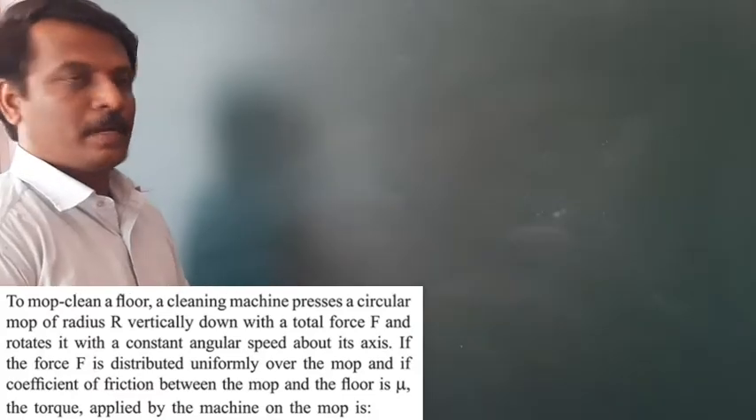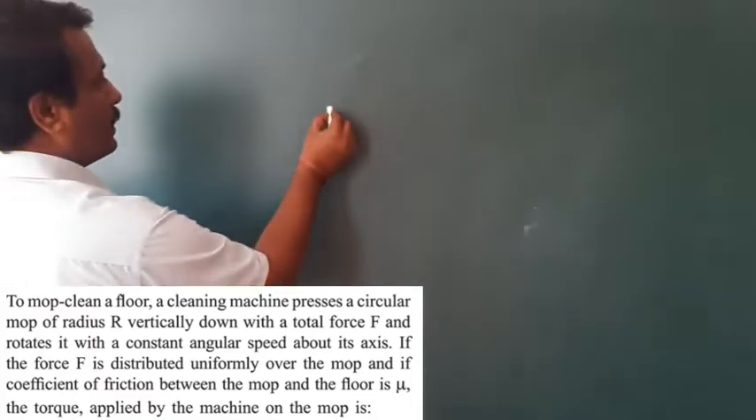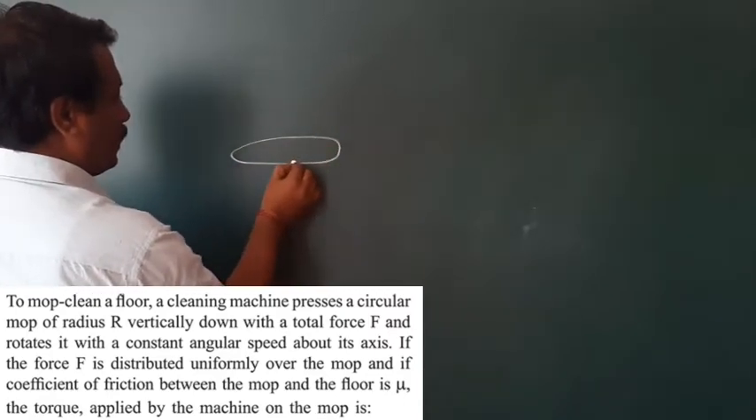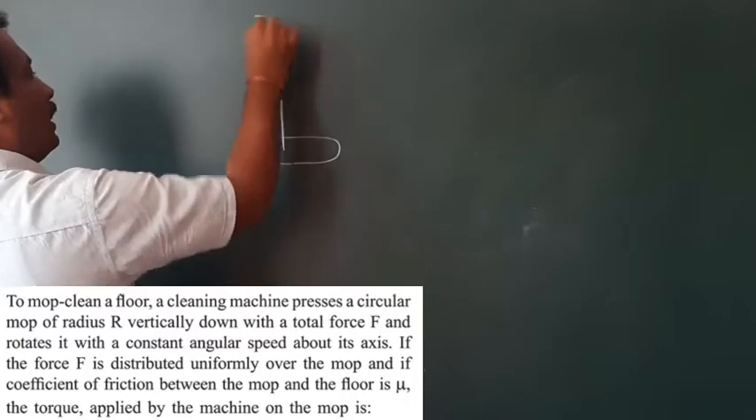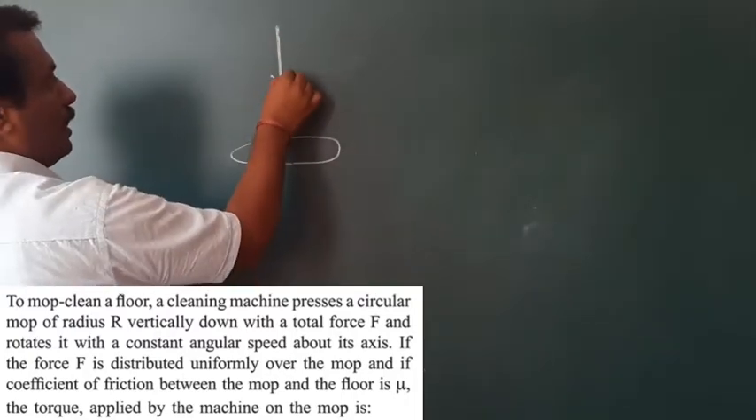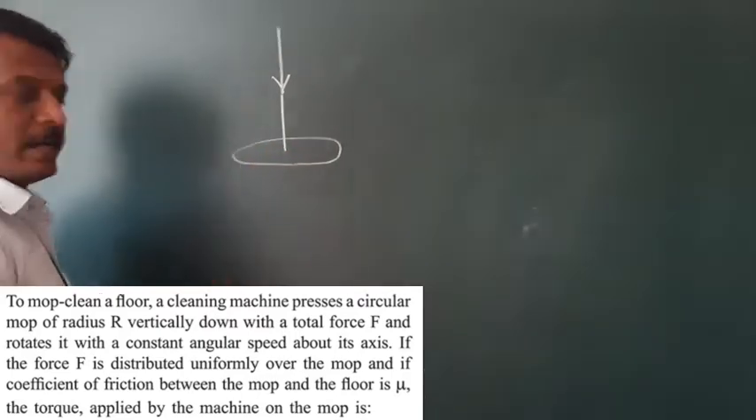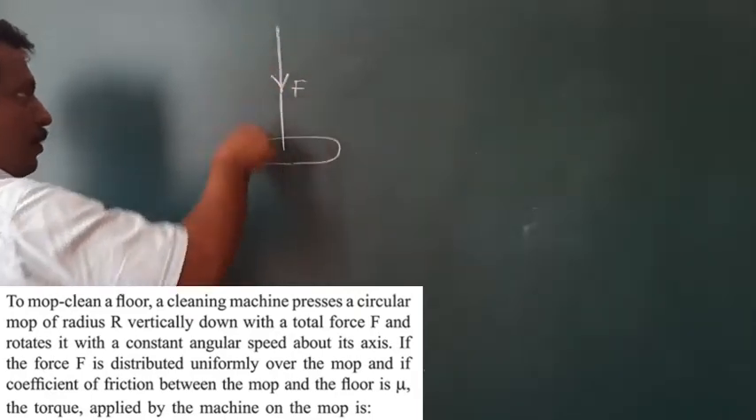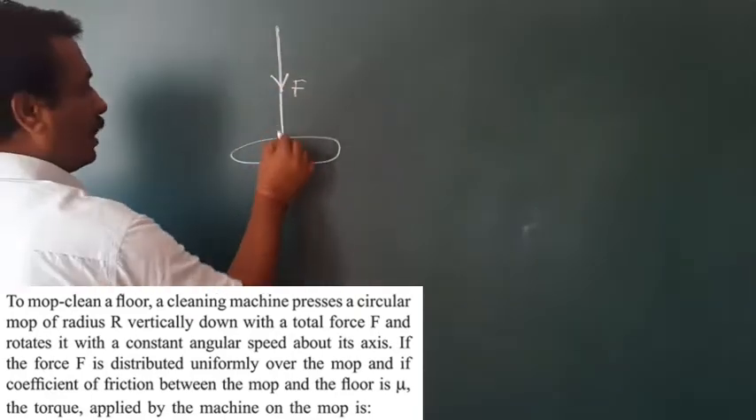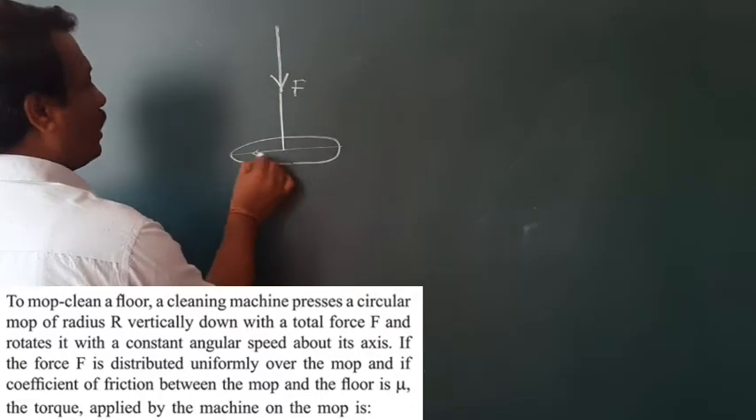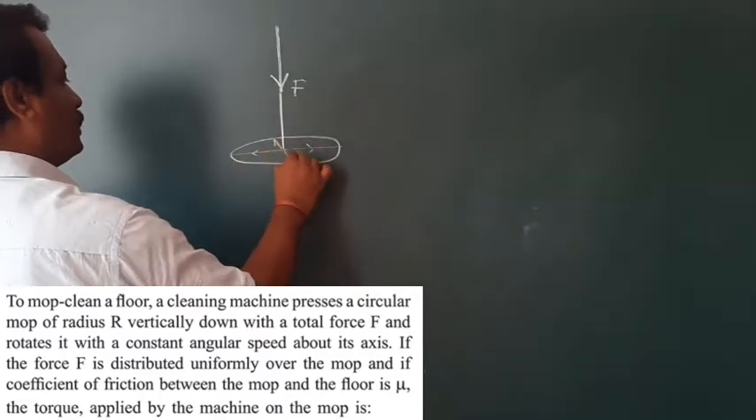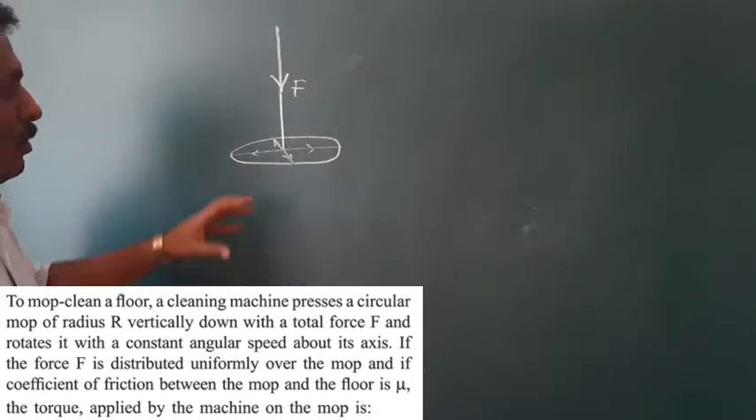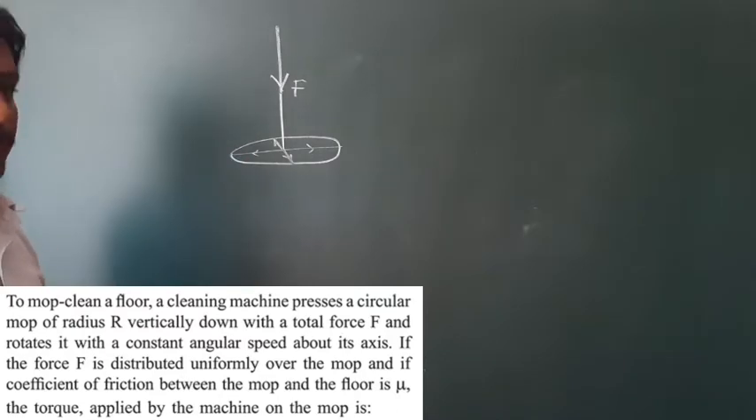A circular mop used to clean the floor looks like this. It is a circular mop. It will have a handle here. So when we press this handle, then this mop rotates and cleans the floor. It is given that when the force F is applied vertically, that force is uniformly distributed over the mop. That means this force is distributed all over the mop and then the mop rotates. Now the question is, what is the torque acting on this mop?